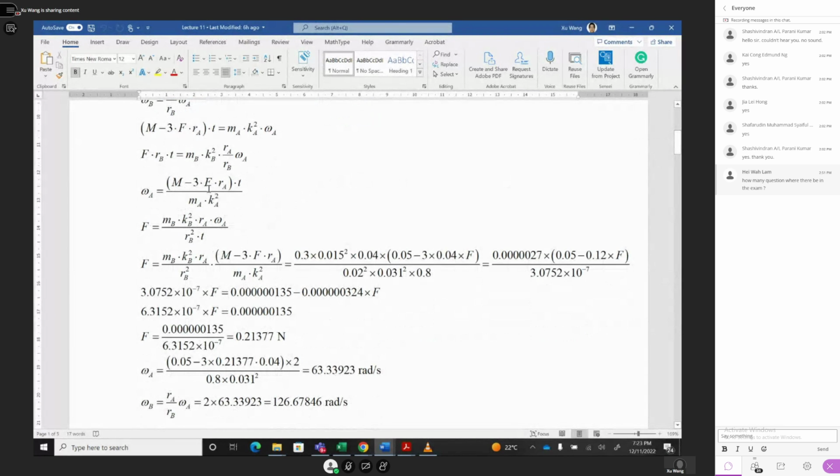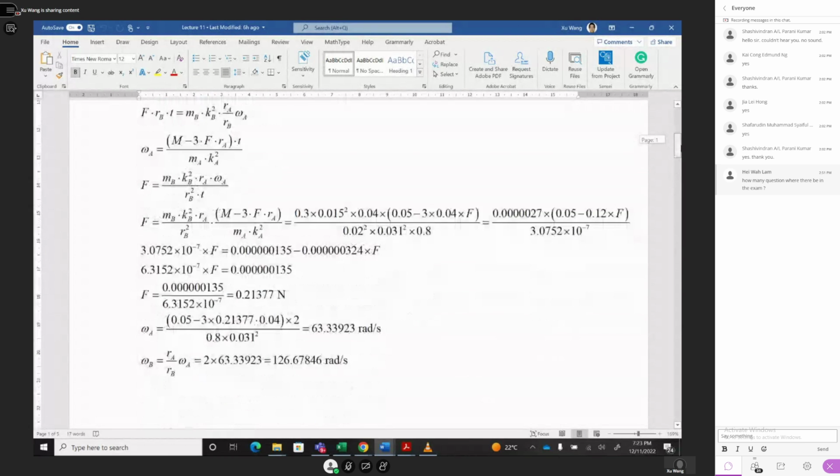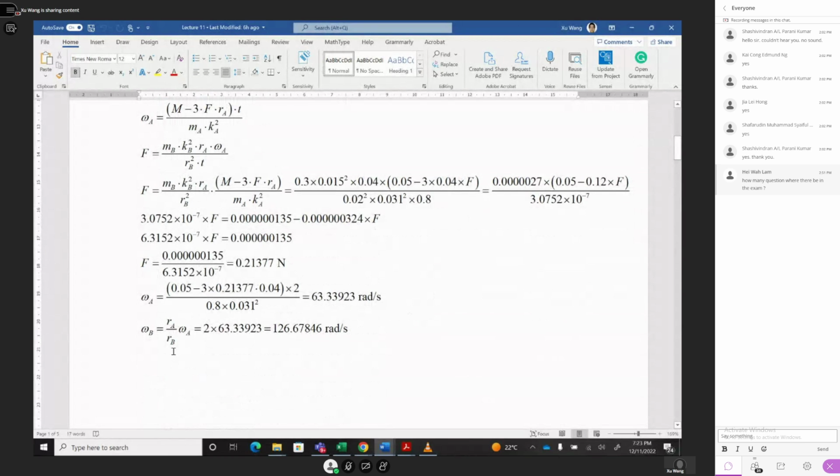Okay, after you get F, you get omega A by putting F inside. You put all the known data inside. Omega A equals 63.33. And after you get omega A, then omega B equals RA divided by RB times omega A. So omega B is RA divided by RB, which is 2, and omega A is this one, multiplied, which is 126.67.